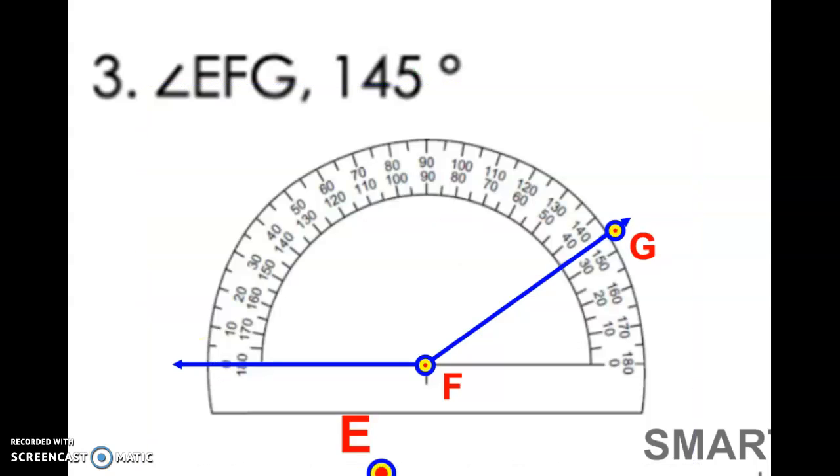Number 3, another angle. So again, we need to use our protractor. So number 3 says we need to draw angle EFG with an angle measure of 145 degrees. So again, remember that middle letter when you're naming your angle, that is the vertex. So here point F has to be our vertex, which means point F has to be on that center part of our protractor. So then we have angle EFG. It's an obtuse angle. It measures 145 degrees.